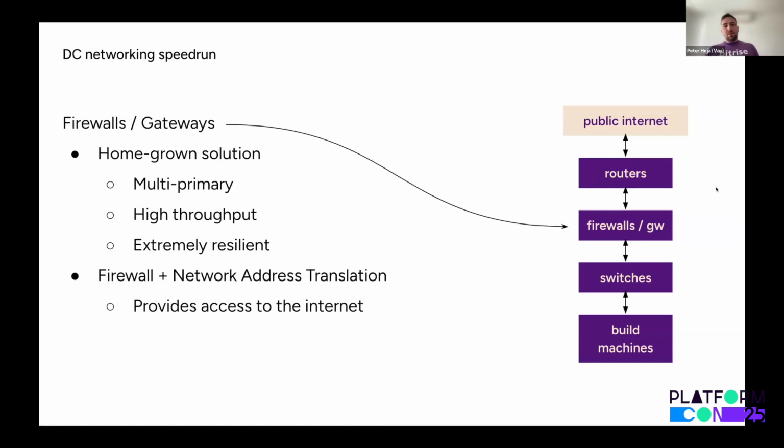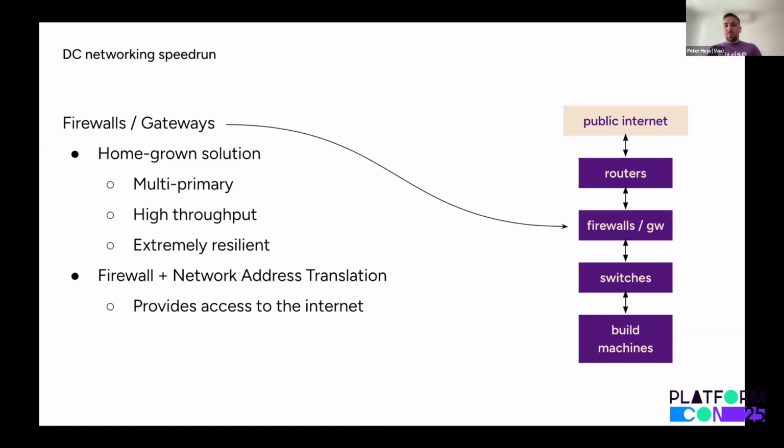And it will reach the internet through firewalls or gateways. These do network address translation and provide access to the internet for our customers and for our services. And for us, this is a homegrown solution. It might be different for you. For us, we needed more than what our previous vendor could give us at a reasonable cost. So we went ahead and created our own homegrown solution with commodity hardware.